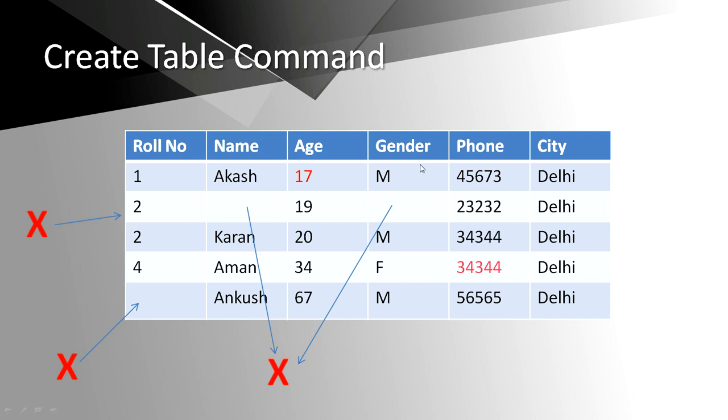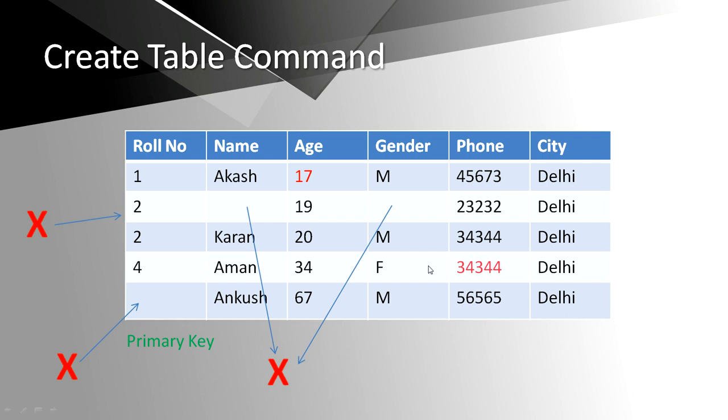Next, in the gender, again we cannot leave the field blank. Phone number: two different persons cannot have the same mobile number, so this is also a problem. And in city, you can see all the cities have the same value, so the user need not enter the value for each and every record. So how is this possible? How can these errors be resolved? It is only possible through constraints. So let us discuss the constraints one by one.